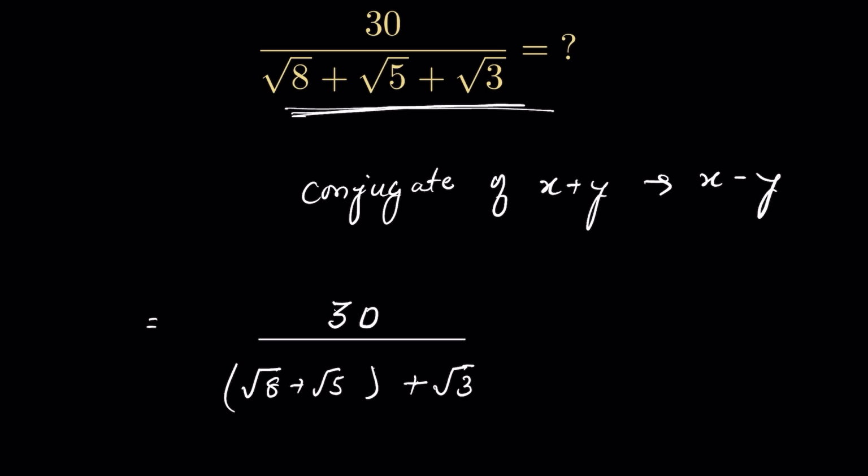Or to further simplify it or reduce the steps, we can take square root of 5 plus square root of 3 together and then write plus square root of 8, like this. So we are not changing the question, just rearranging it.